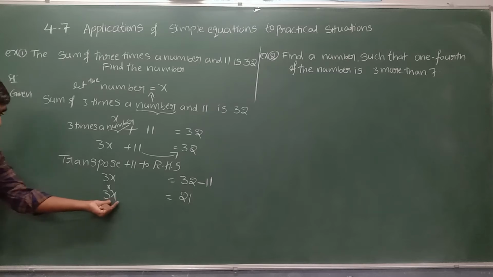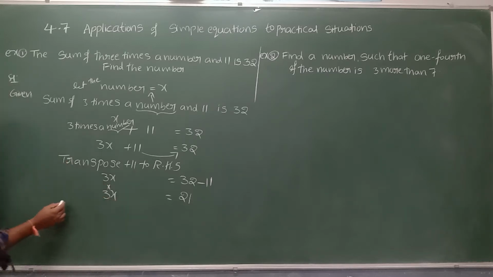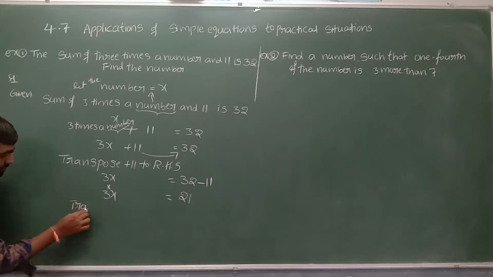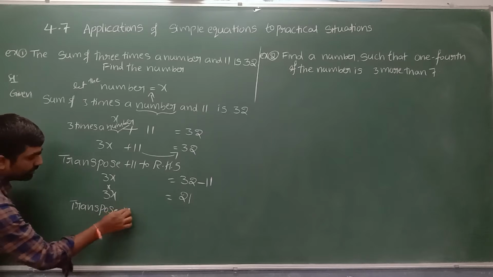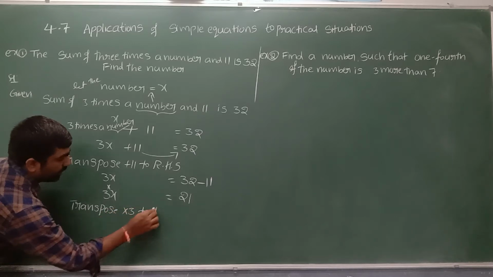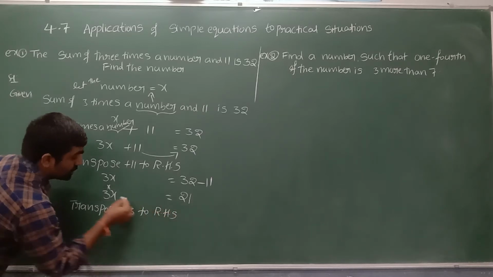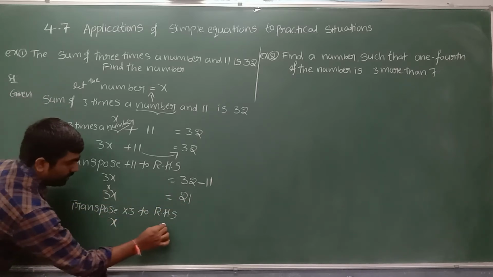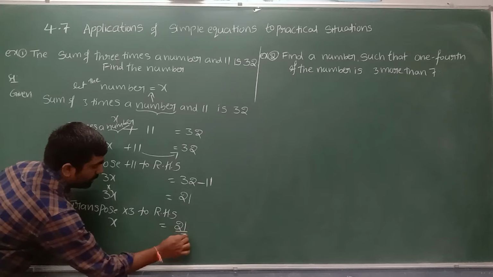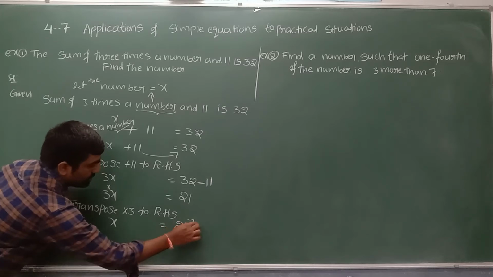To separate x further, we can see here into 3. Between the constant and the variable there is no symbol, so we take it as multiplication. Still we have into 3. Now transpose this into 3 to the right hand side. When we transpose multiplication, it becomes division. So x is equal to 21 by 3. 3 ones are 3, 3 sevens are 21.